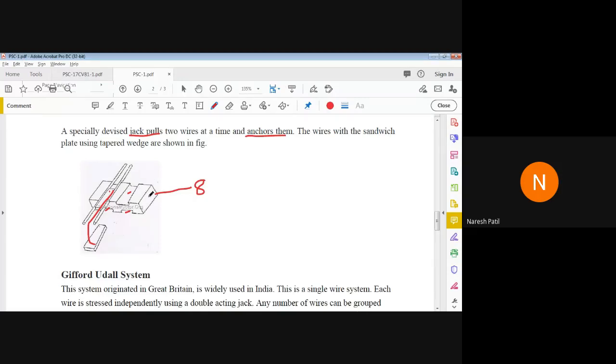This is called a wedge plate. After stretching the cable, this sandwich plate will be inserted here and it will be locked.